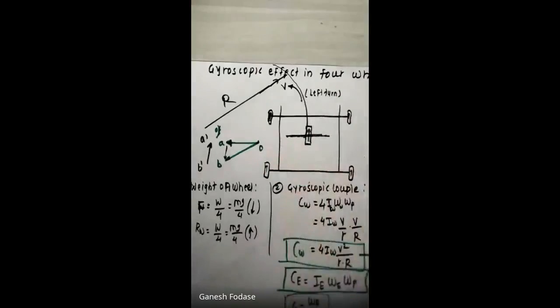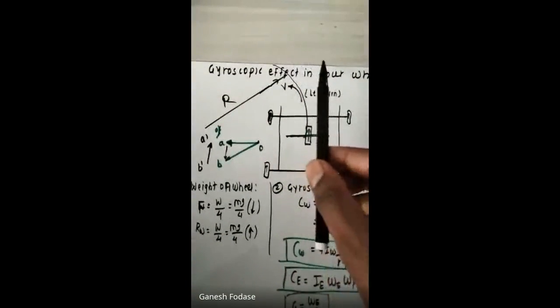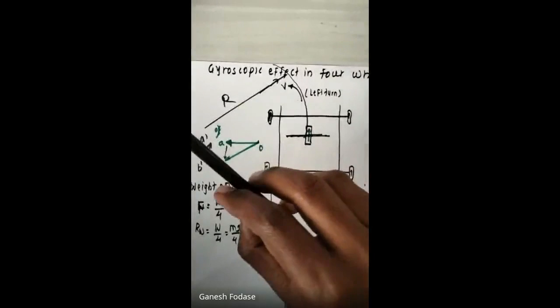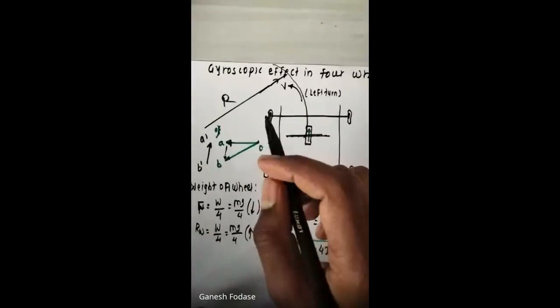Taking left turn, taking right turn, moving on horizontal plane. This is your spin axis, taking left turn or right turn. So tell me, is it similar to steering or pitching? Steering. Yes, steering.